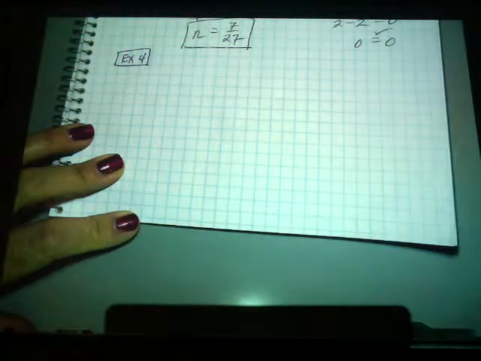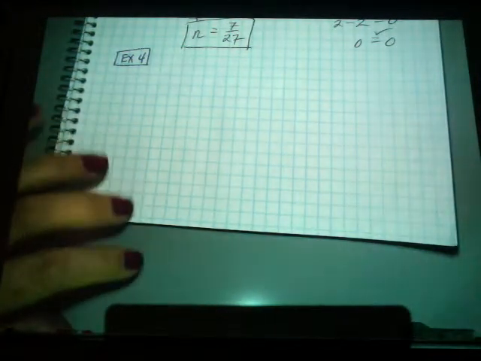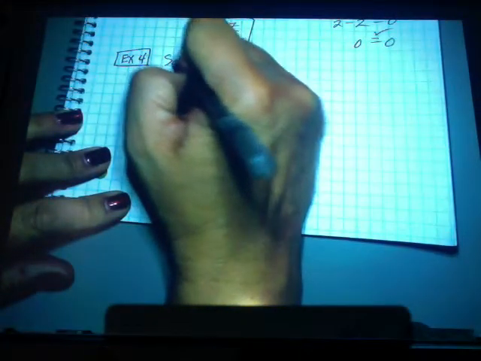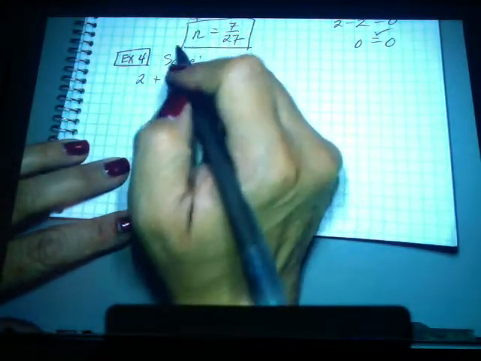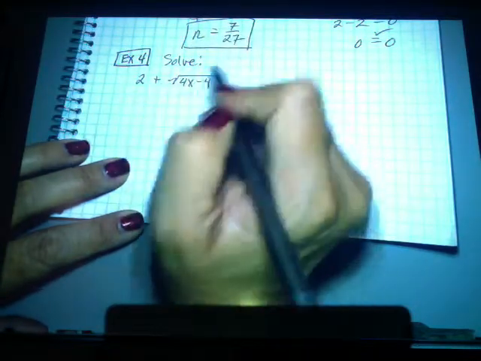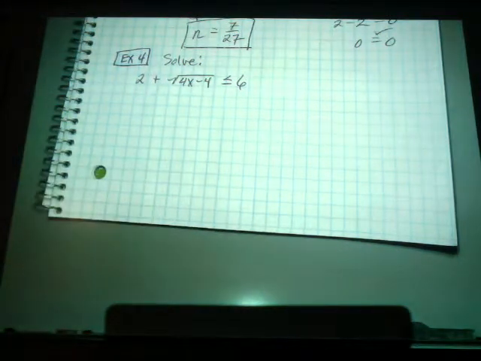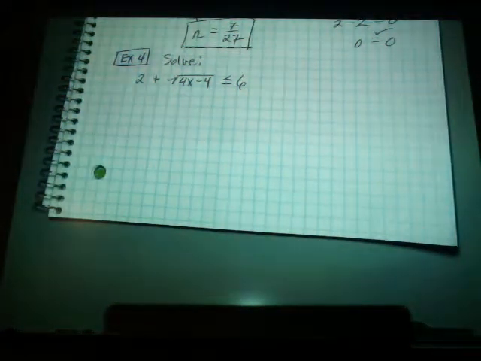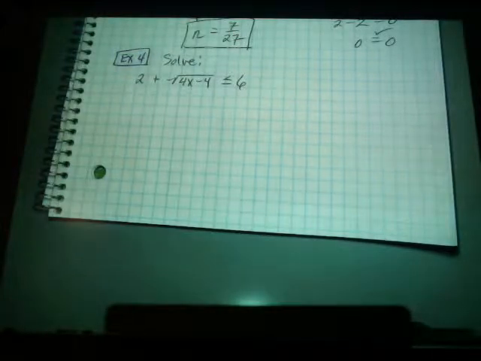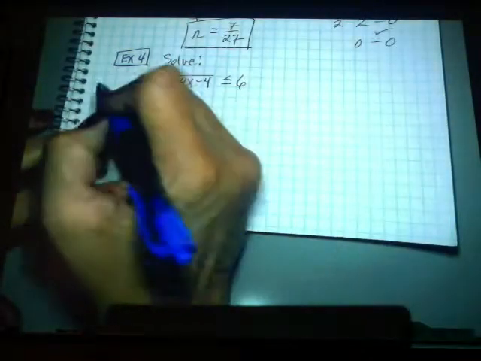Now we're going to get into inequalities, and inequalities become a real pain in the derriere, which is your rear end. So we're going to solve 2 plus the square root of 4x minus 4 is less than or equal to 6. So we have 2 issues going on here. We have an inequality, which is an issue in and of itself, and the square root. So we've got 3 things that we must do.